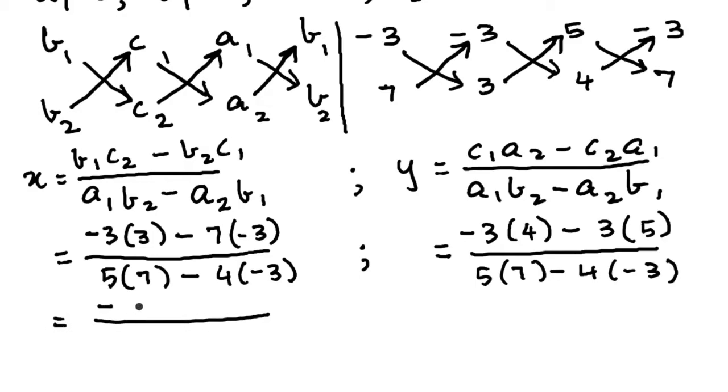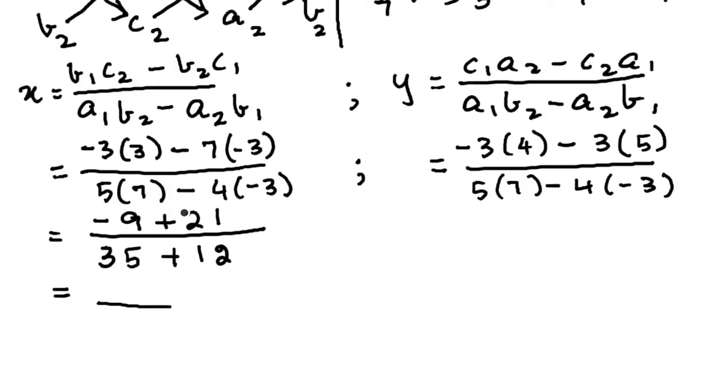This will give us -9, minus into minus will be plus, 7 3s 21. Here in the denominator 5 into 7 is 35 and minus into minus is plus 12. That gives us, in the denominator it will be 47 and the numerator will be 12. So we have X equal to 12 upon 47.